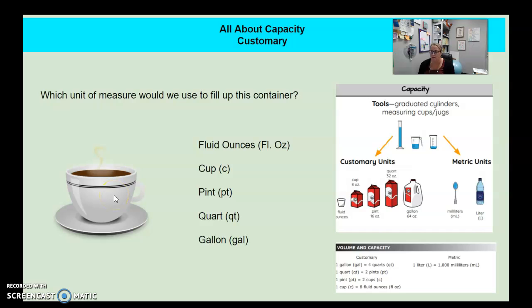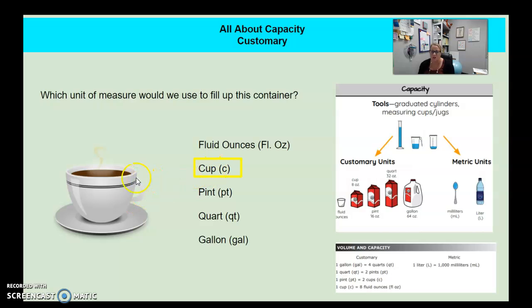Okay, gotta have my coffee. I love my coffee in the morning. So if I have a coffee, am I going to use fluid ounces, cups, pints, quarts, or gallons? Now granted, I love coffee, but I don't think I could drink a whole gallon of coffee. That's a lot of coffee. So what do you think I would use? Yeah, a cup. I'm going to drink a cup of coffee.